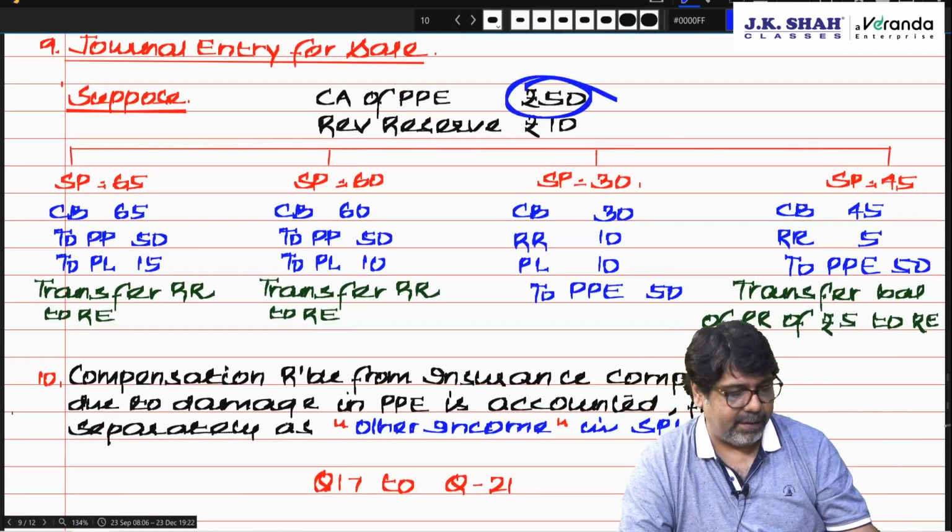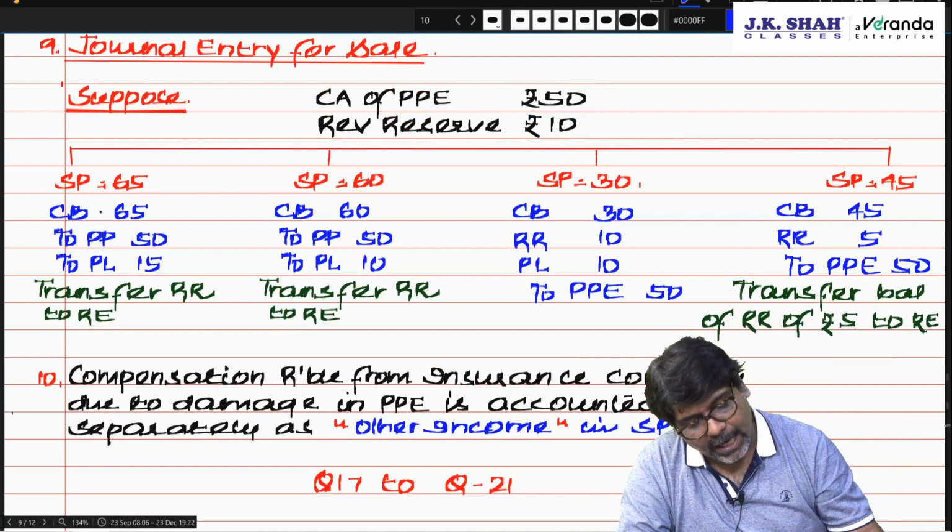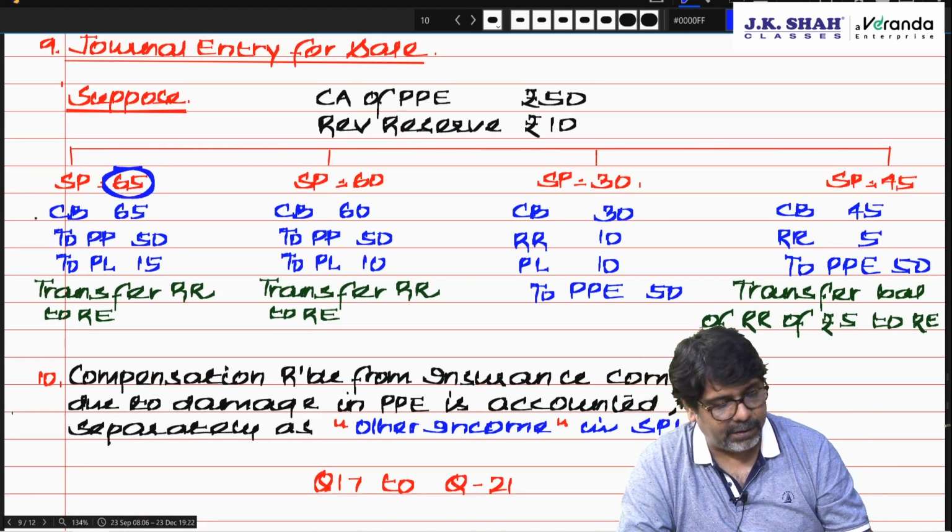Carrying amount 50. Revaluation reserve 10. You sold the asset for 65. So profit is how much? 15.